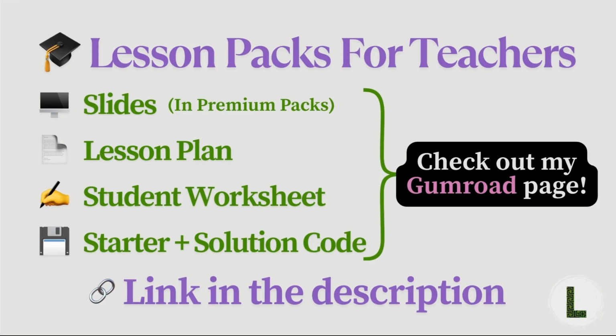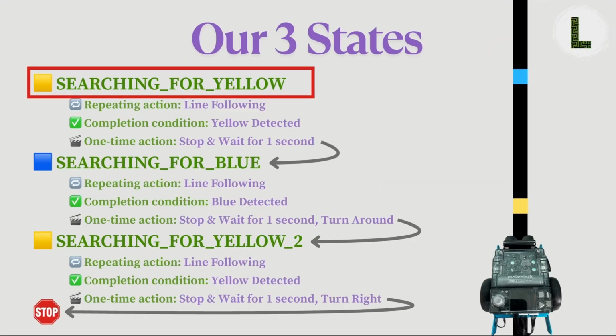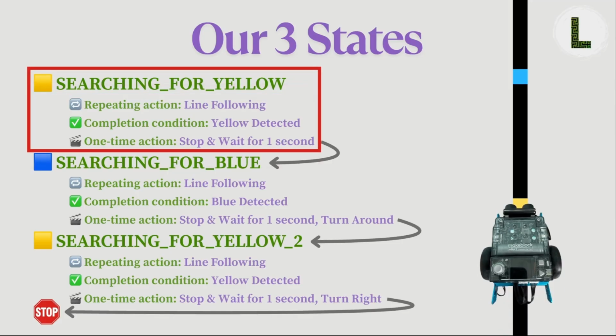Let's do a quick recap of the states we defined in part 1 of this project. We have 3 states. The first state is searching for yellow. The robot starts off in this state and continues doing line following until it reaches the completion condition, which is when it detects yellow. Once the completion condition is reached, the robot performs the one-time action of stopping and waiting for 1 second, after which it transitions to the next state, searching for blue.